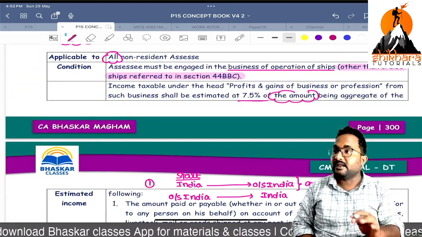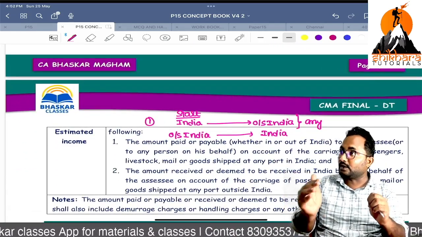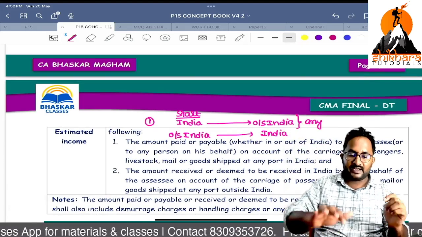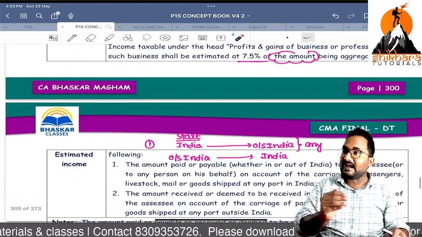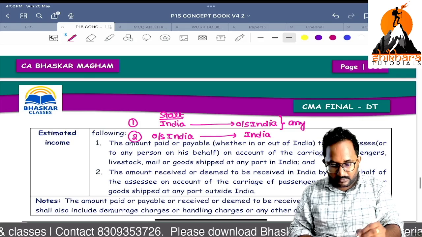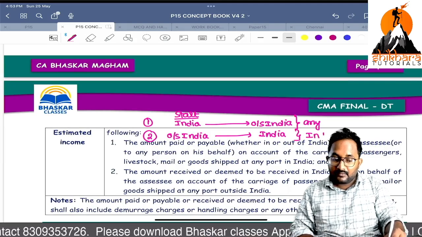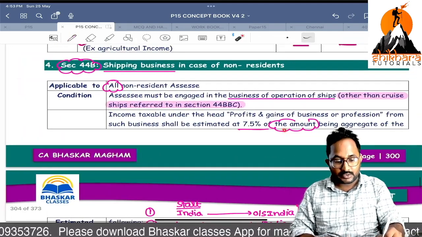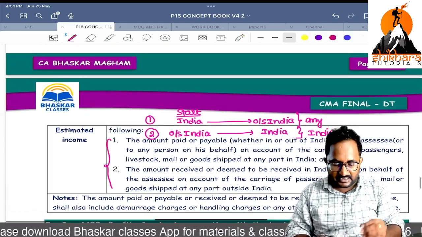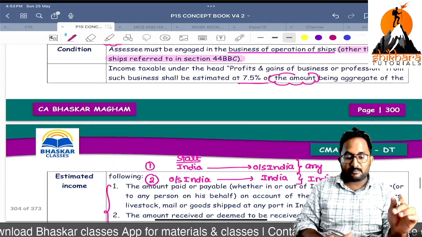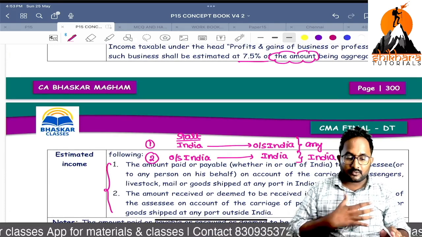7.5%. That is the presumptive income. If the starting point is India, whether that amount is received or yet to be received, in India or outside India, it is included in this amount. On that we can apply what percentage? 7.5. If the ship is starting from outside India, in such a case, only what is received in India is included in the amount. This is a shortcut we can apply. If you read these entire lines, you will get it. Amount means, if a ship is starting from India, what is the amount we can include?